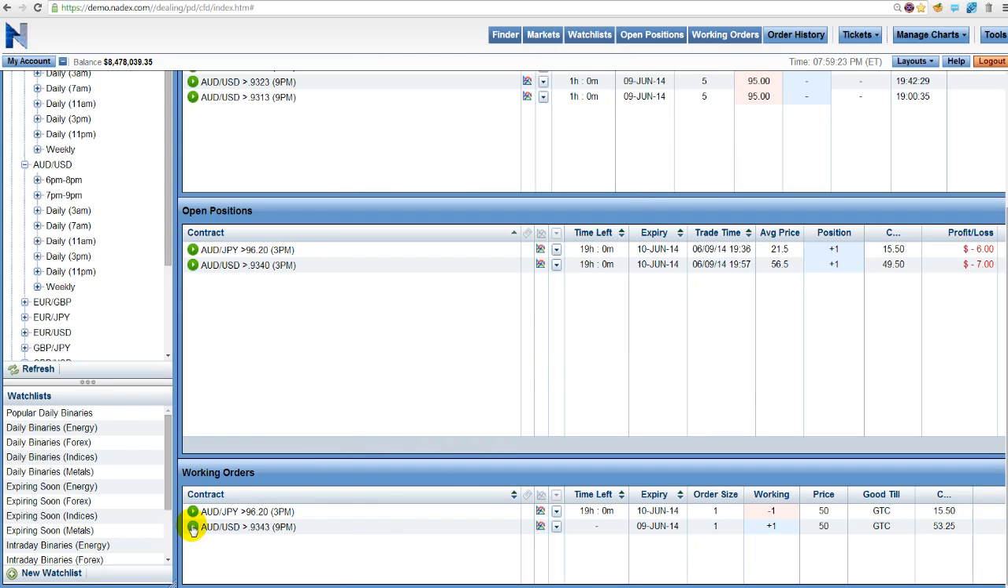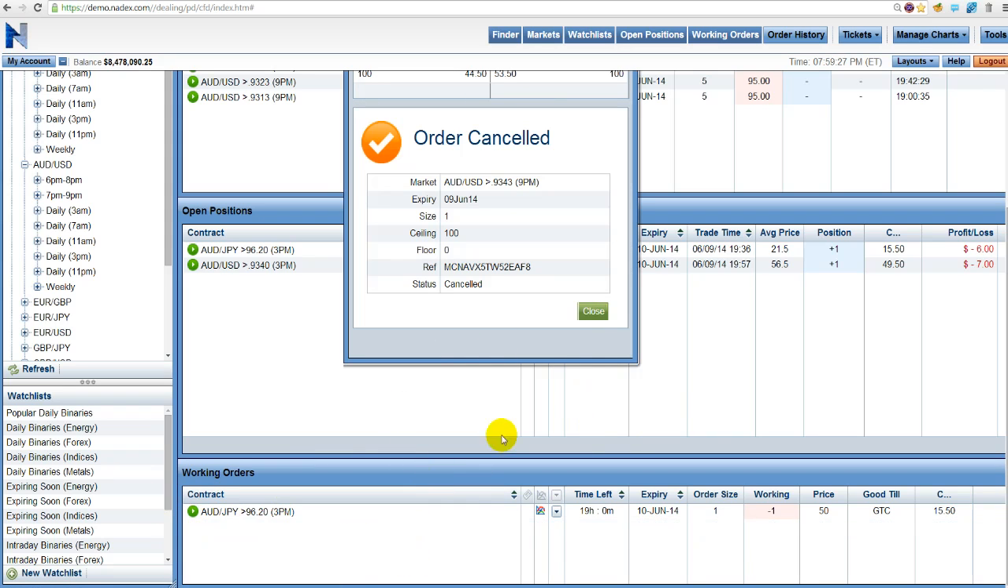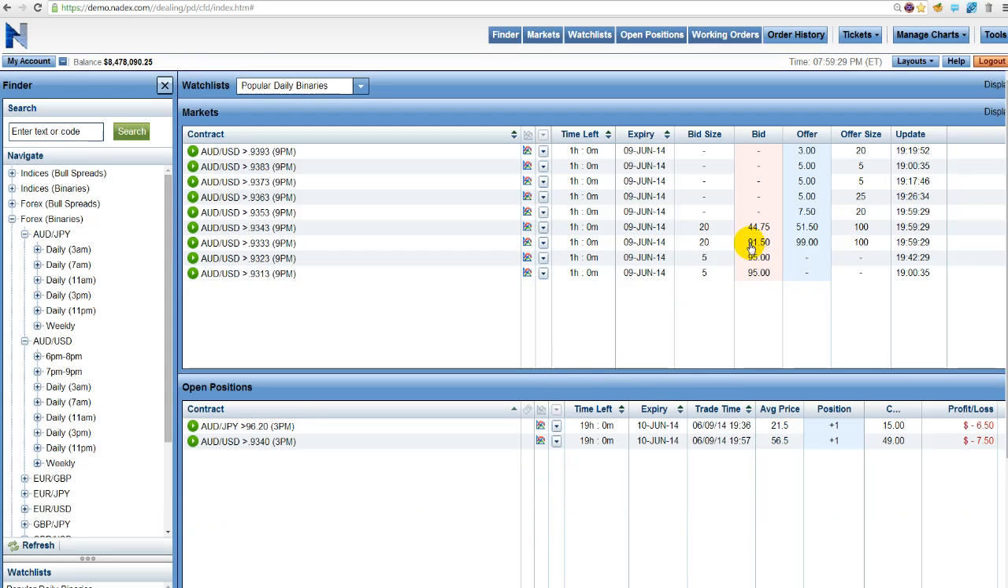So, we can do a lot of different things in here. We can adjust orders, we can cancel orders, we can do whatever we want. But just understand that when you see that liquidity right there, that's the liquidity of the best price available. And if you want to see the full depth, just click on the ticket to open it.